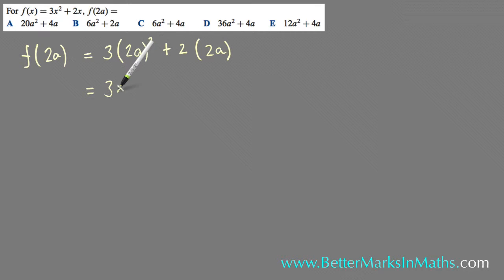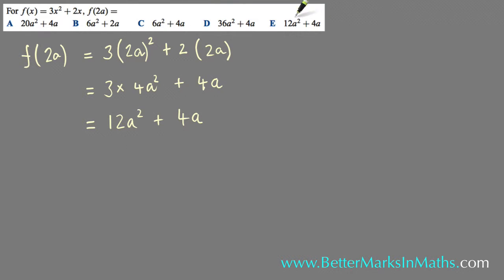So that becomes 3 times, and squaring both things in the bracket there, you get 4a squared plus, and then 2 times 2a is 4a. And so that becomes 3 times 4 is 12a squared plus 4a. And you could factorize that if you want, but none of these answers are in factorized form. So it looks like E up here is the answer.